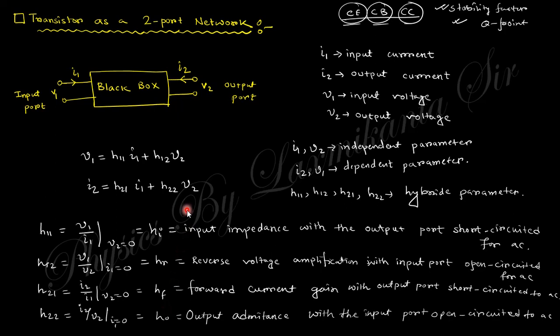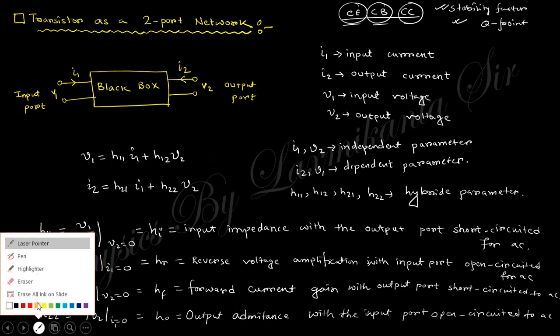Okay, now next is H22. H22 is nothing but I2 by V2 when I1 is 0. I1 0 means open circuited, and I2 by V2, you know, voltage by current is the impedance, and the reverse of this impedance is the admittance. So this is admittance.